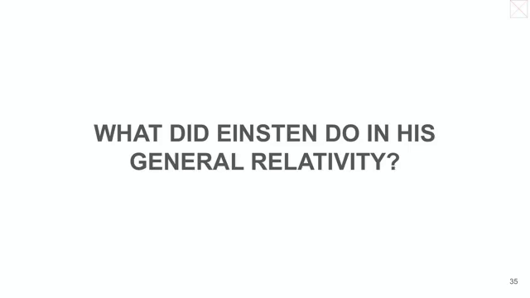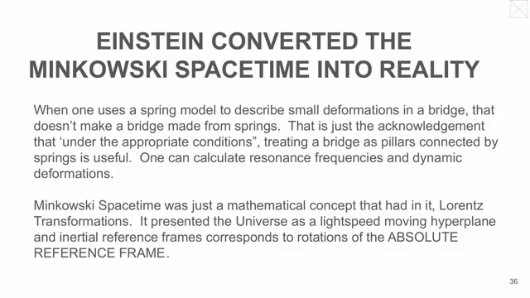Einstein's general relativity. Now, let's discuss what Einstein did in his theory of general relativity and its implications. Minkowski spacetime reality. Einstein took the concept of Minkowski spacetime and made it a physical reality. When we use a spring model to describe small deformations in a bridge, we don't literally think the bridge is made of springs. It's just a useful model under certain conditions. Similarly, Minkowski spacetime, which incorporates Lorentz transformations, was a useful mathematical concept for describing local gravitational interactions.